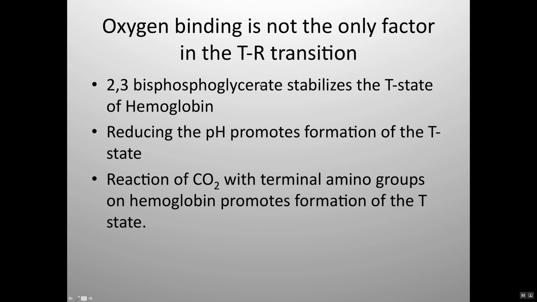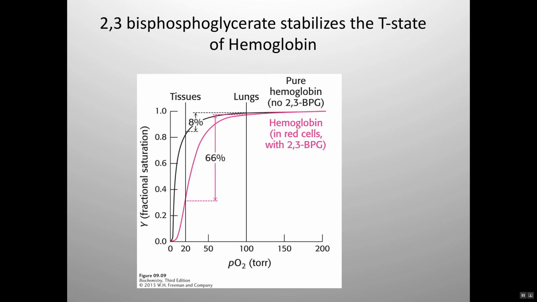So remember, when you go from the R state to the T state, you're promoting unloading of oxygen. So 2,3-bisphosphoglycerate, reduction in pH, or the presence of carbon dioxide will promote the unloading of oxygen from the hemoglobin molecule. So as I already said, this 2,3-bisphosphoglycerate stabilizes the T state of hemoglobin.